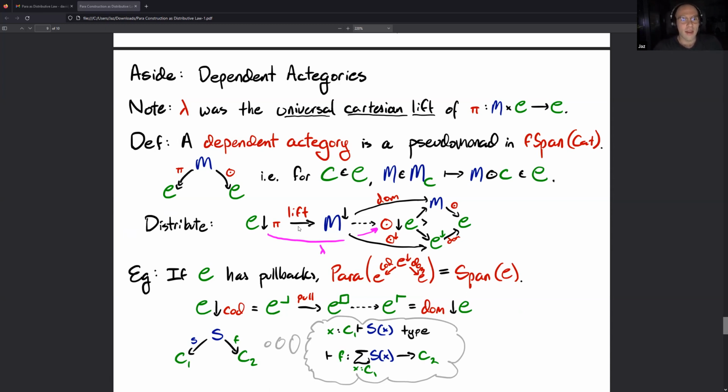And the way we do that is we take this comma category here. In this case, it gives us the corners. The universal Cartesian lift is in fact taking the pullback. And then we project onto both of our domains. We take the back of a pullback, and that is indeed how you compose spans. So this is happening in the middle of your span. So this says that the para construction of this thing here is span. And so we can think of spans as a para construction.